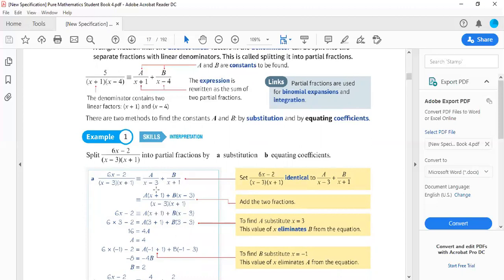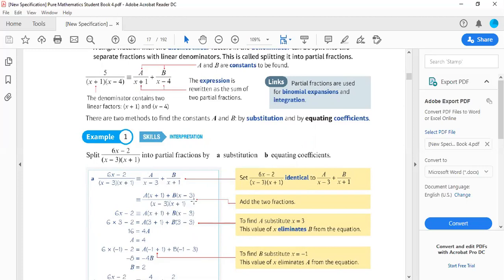So at first, take the LCM. (x minus 3)(x plus 1) is the LCM of a by x minus 3 and b by x plus 1. So LCM divided by x minus 3 cancels out x minus 3, remaining part x plus 1, a multiplied by x plus 1, plus similarly LCM divided by x plus 1, so x plus 1 cancels out and the remaining part is x minus 3, so b multiplied by x minus 3.